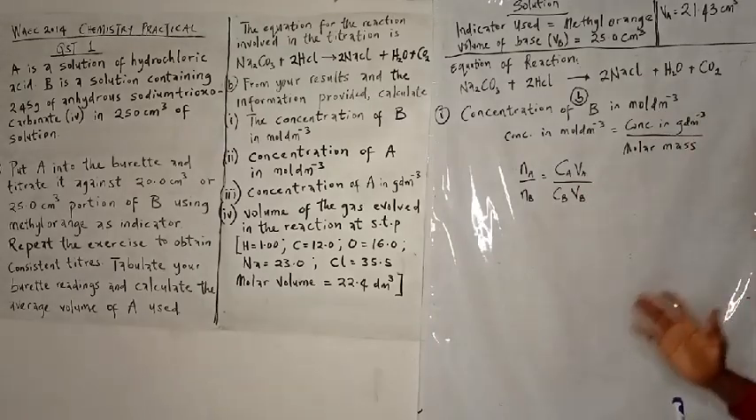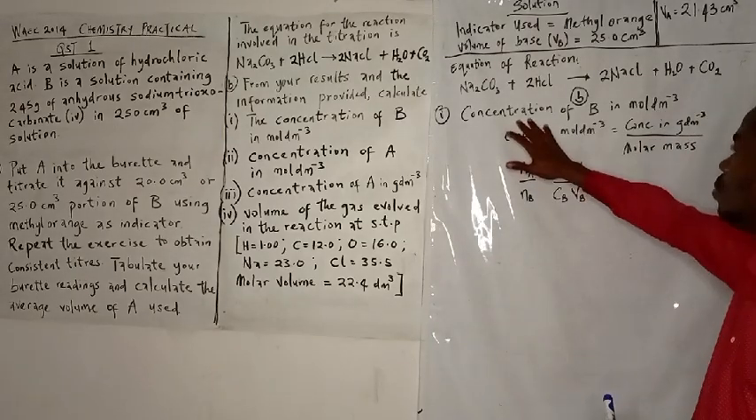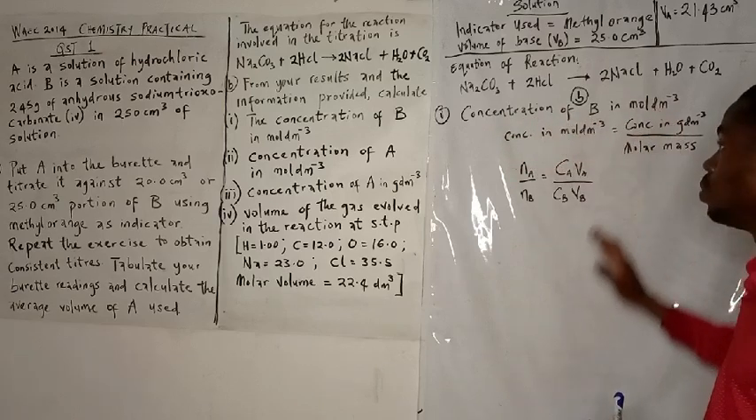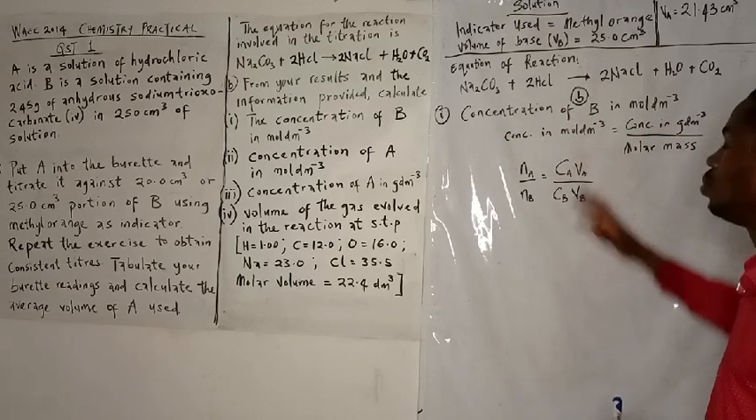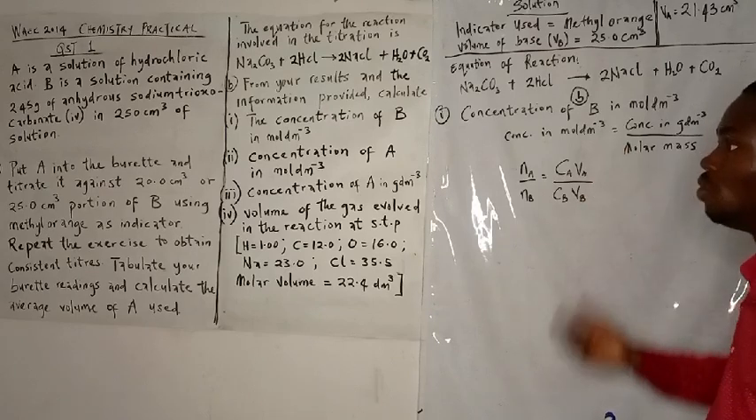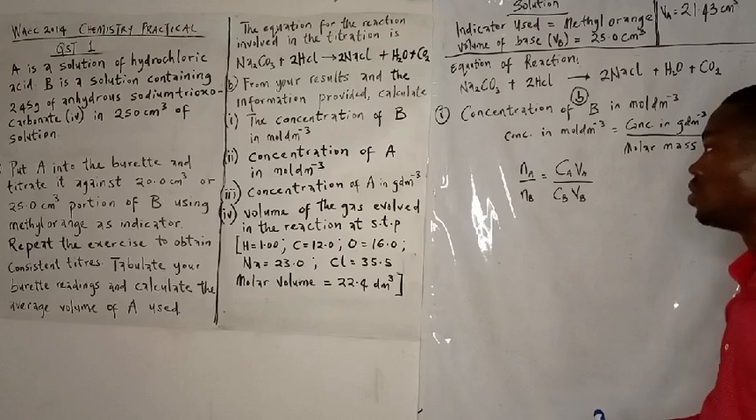So whenever you have to calculate the concentration of B or any compound in mole per dm cube in titration, these two formulas should first come into your mind, and then you look at the information you have, and decide which of them will be best for the calculation.